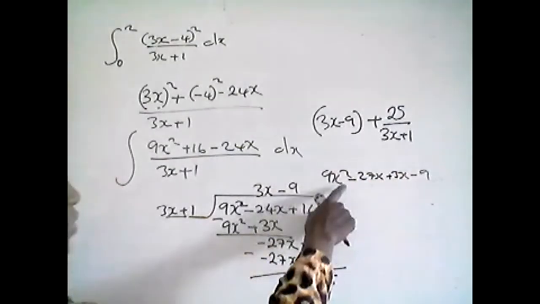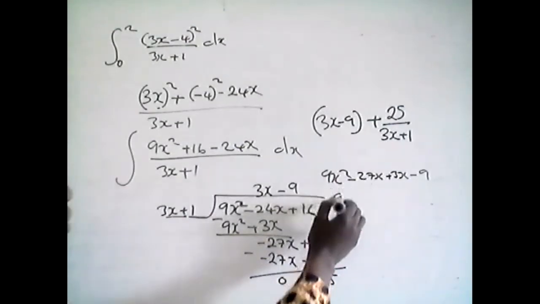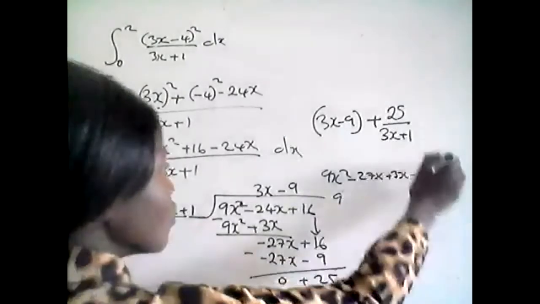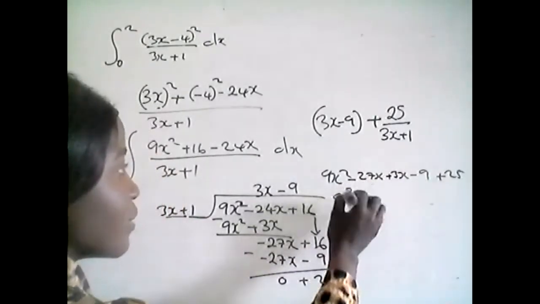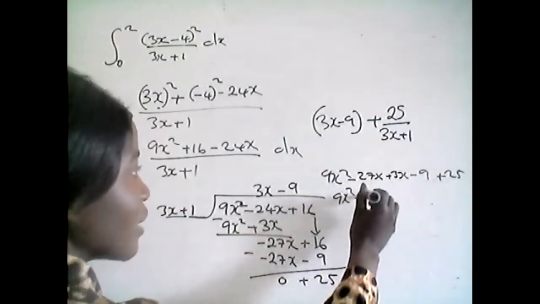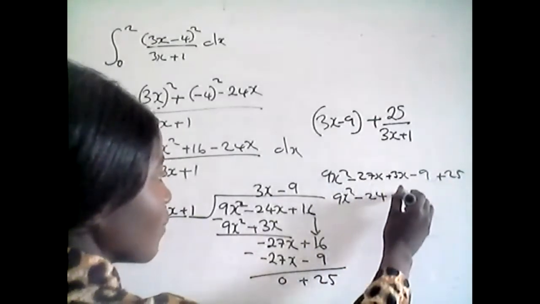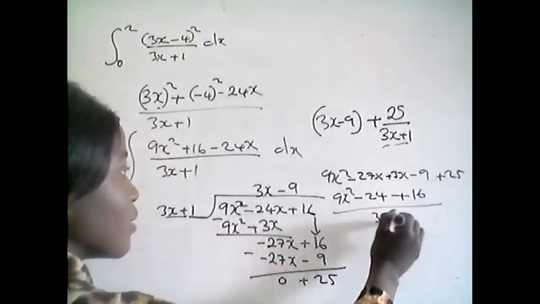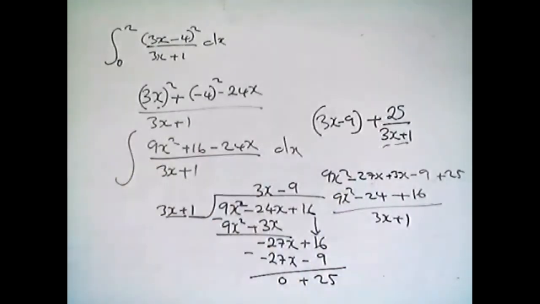So you're going to have 9x squared. Remember there's 25 there. This and this will give us negative 24x, and then this and this will give us plus 16, over 3x plus 1. So this is just the same.